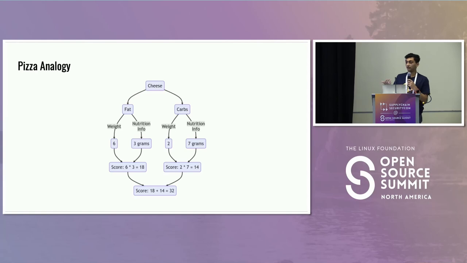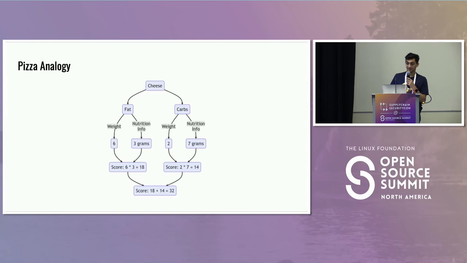For instance, if I have high cholesterol, then fat might be worse for me than carbs, so fat will get a higher weight. We can then combine the weights and nutritional information using an algorithm to calculate the score of each topping. We can use a score to find out which topping is the worst. So this is an analogy, so none of these values are real, and the Criticality Score algorithm isn't just multiplying two values together.